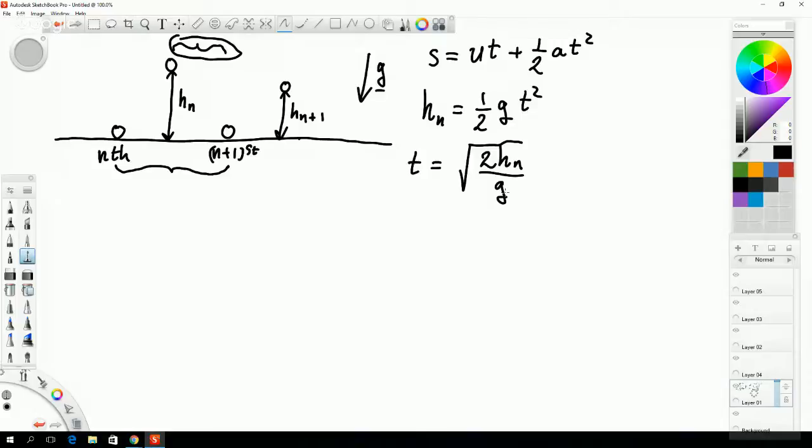Of course, sorry, let me just add something else to this, which is that we can now use the relation we already knew for hn. We knew that hn was alpha to the n times h naught. So actually, we can write this t in terms of just h naught as the square root of 2 times alpha to the n h naught over g.